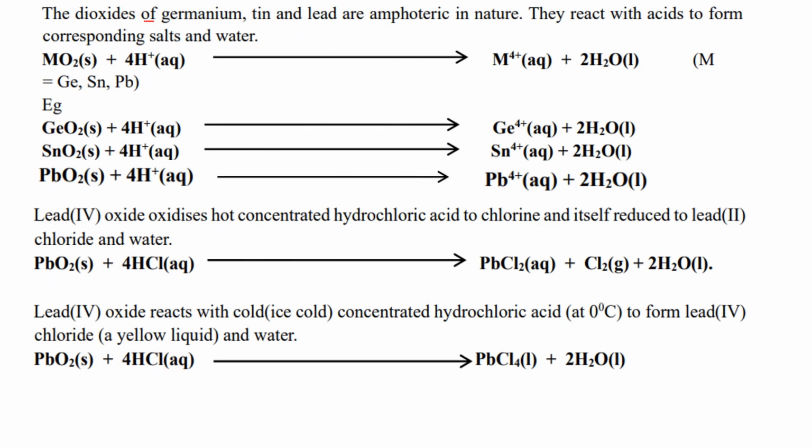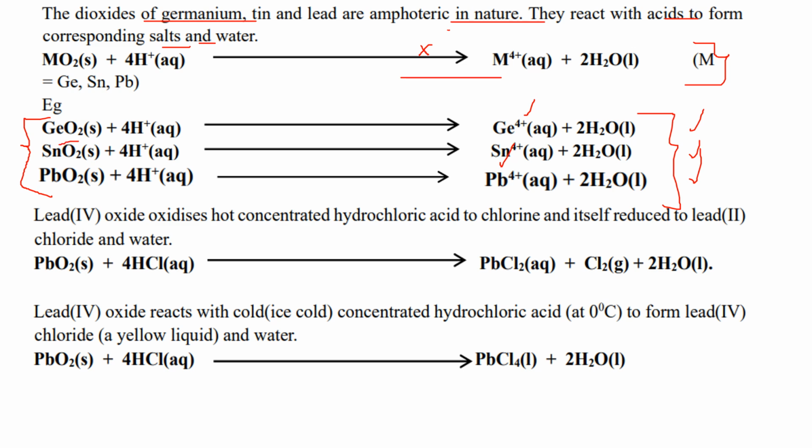Now the dioxides of germanium, tin, and lead are amphoteric in nature. That means that they react with both bases and acids. So they react with acids to form corresponding salts and water, and we can represent them by these equations. You're advised to avoid general formulas when answering your examinations and use these individual equations, because such general formulas are going to reduce your marks, but these individual equations won't, and they may add extra marks in case the allowance is given to a student who has presented them all.